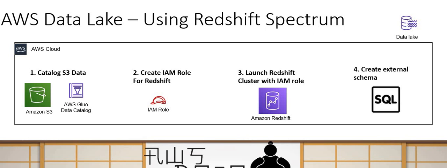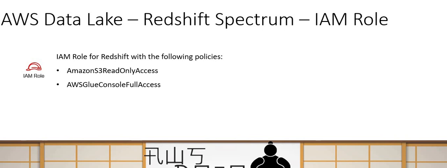Now, 2 very important things we need to understand here. First is what is this IAM role? This IAM role is for the Redshift cluster, which actually gives Redshift permission to talk to the S3 bucket, and here you provide 2 types of policy. You give read-only access to S3, and you also give Glue console full access.